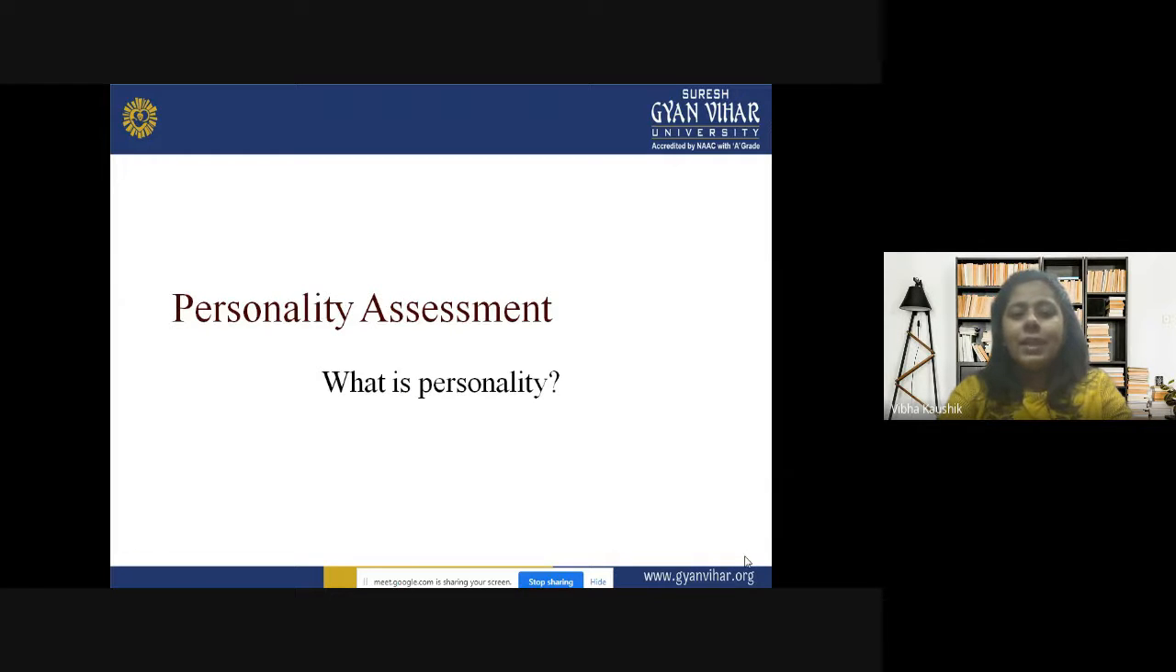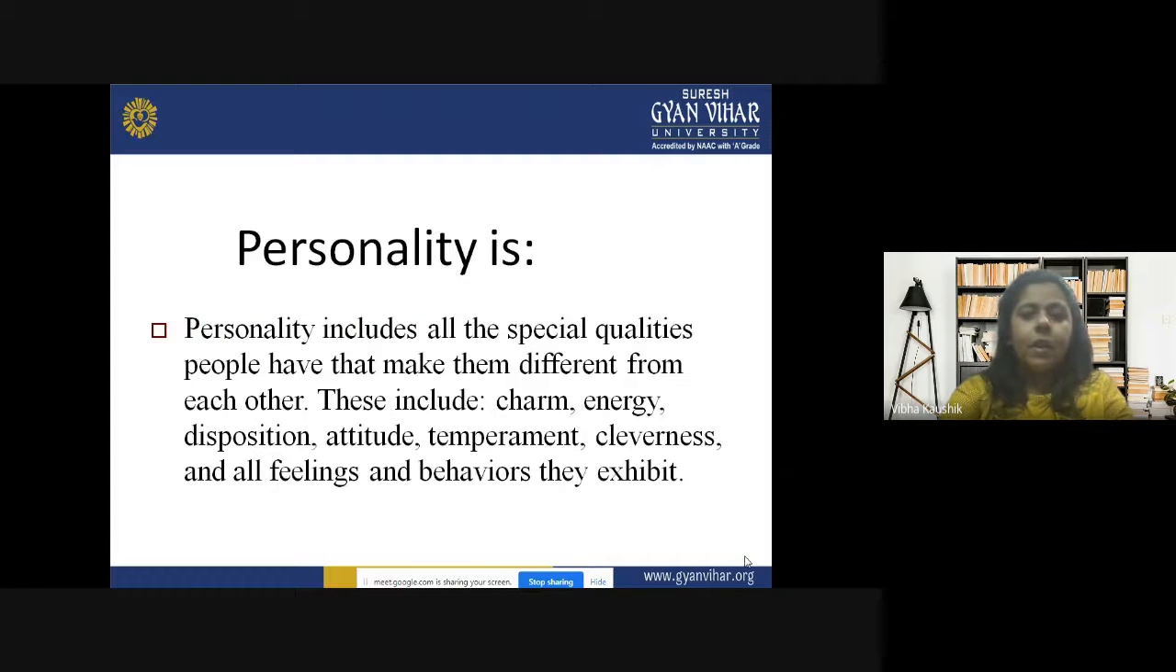Now, personality assessment. What is personality? Personality includes all the special qualities people have that make them different from each other. It includes the special or specific qualities present in people, and these qualities make people differ from each other. These include charm, energy, disposition, attitude, temperament, cleverness, and all feelings and behavior they exhibit.